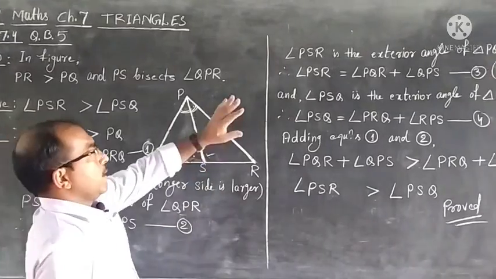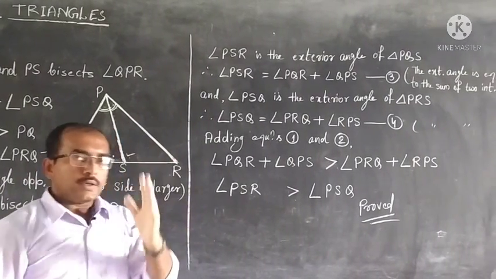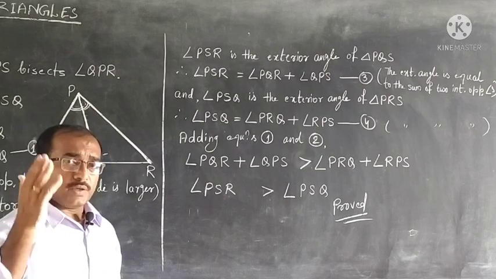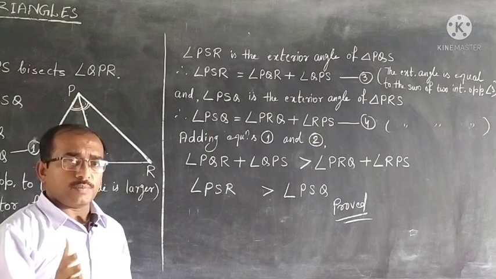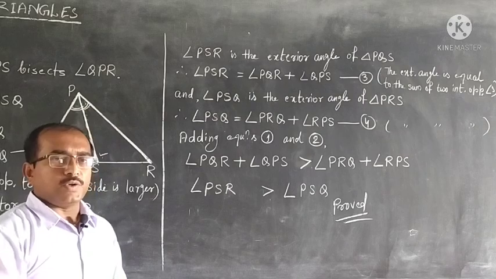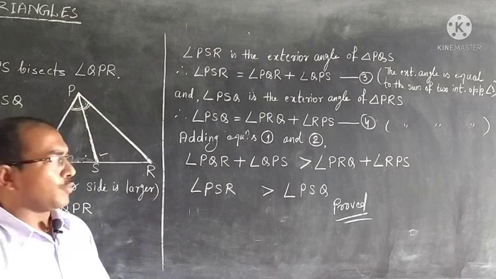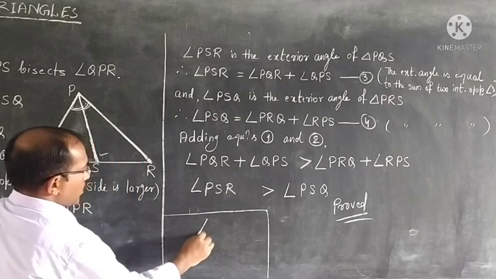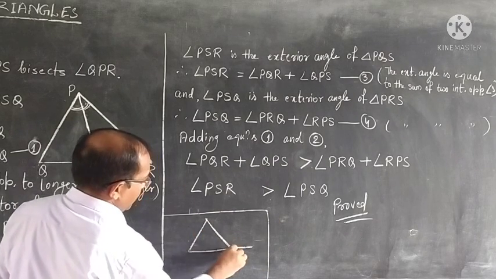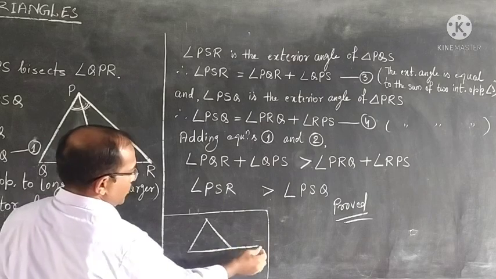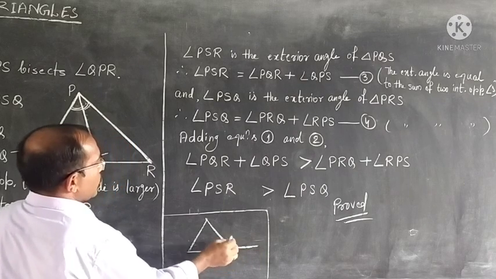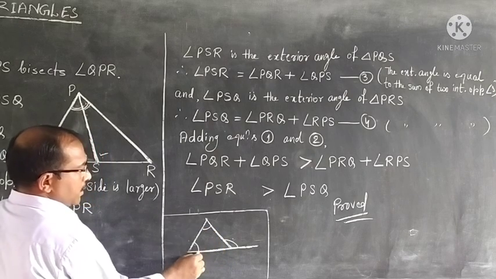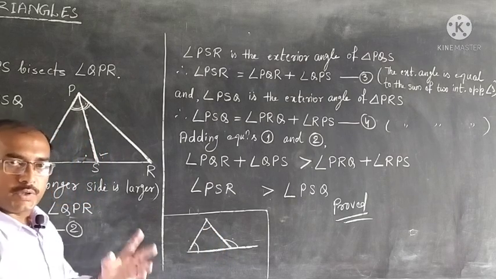Now, in lines and angles you have studied the exterior angle theorem of a triangle: the exterior angle is equal to the sum of the two interior opposite angles. I want to remind you, if this is a triangle and one side is produced, we get one exterior angle. This angle will be equal to the sum of the interior opposite angles.